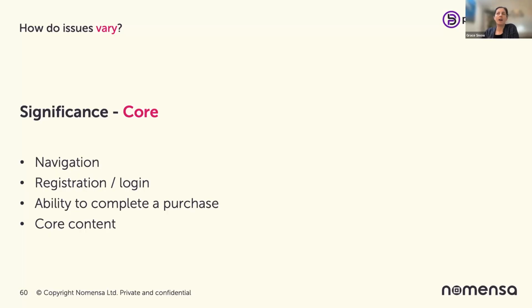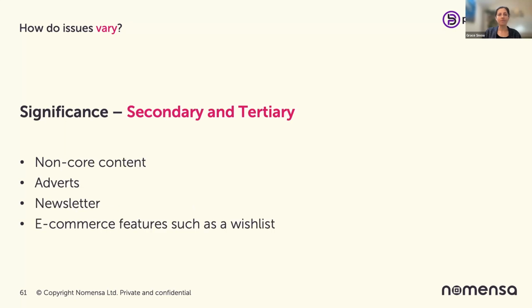So core areas of a site might be navigation, registration and login, ability to complete a purchase, anything that you consider to be really core content for your site. Then secondary and tertiary might be non-core content, adverts, newsletters, features like a wish list. Maybe that's a secondary consideration. It's not the most important thing. It doesn't matter if it doesn't work entirely. So it becomes a little bit less important to the business.